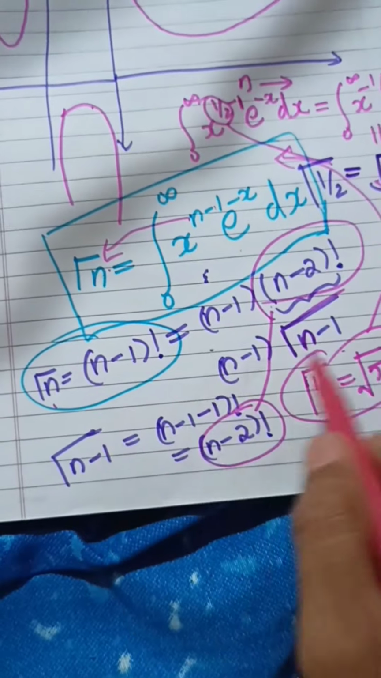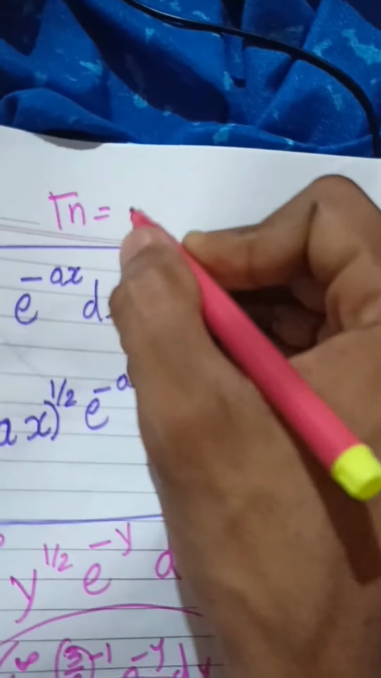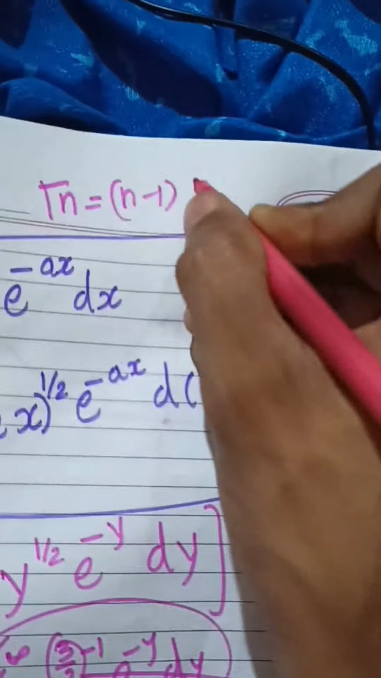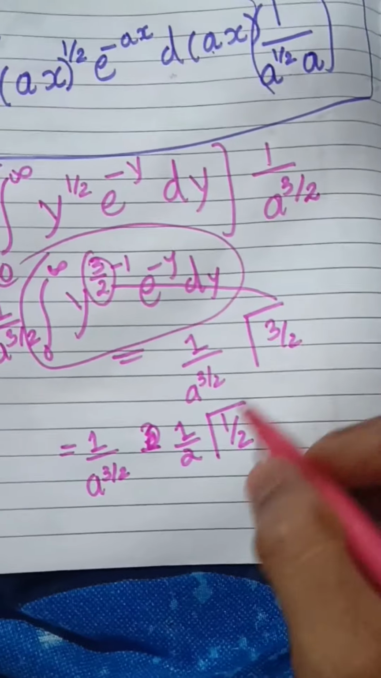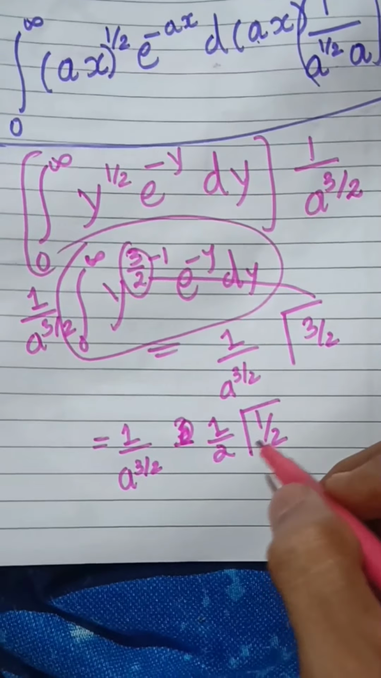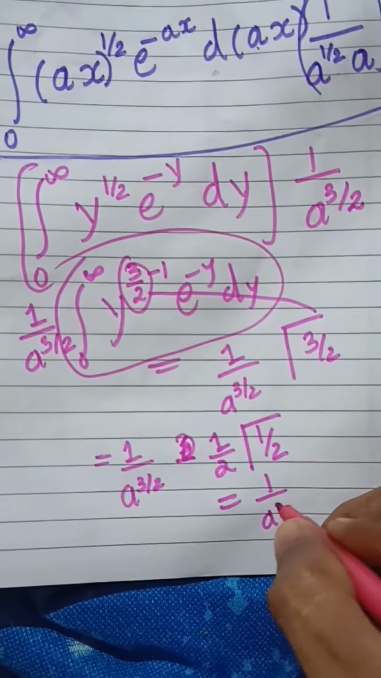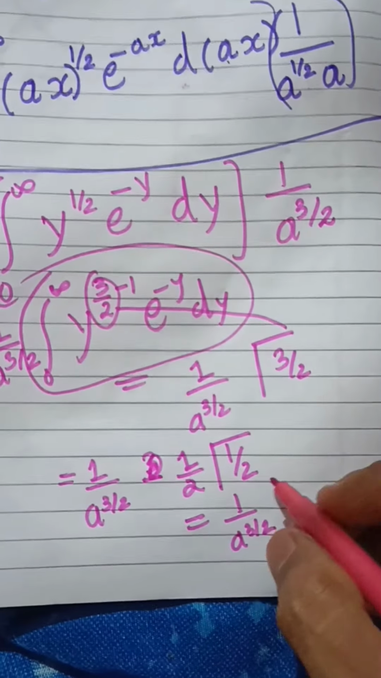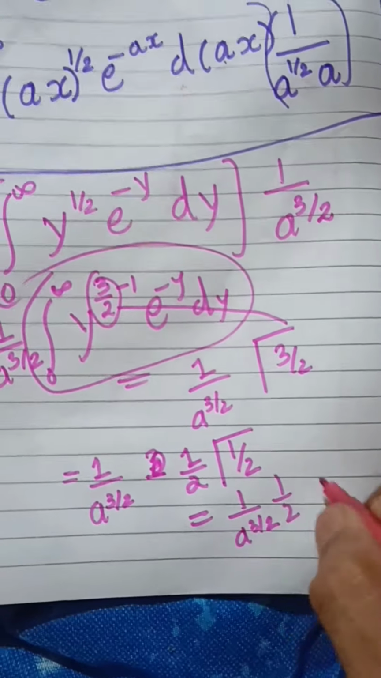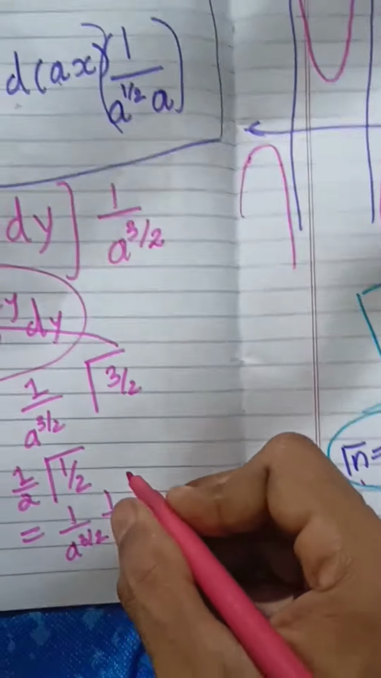So gamma n is equal to n minus 1 gamma n minus 1. So gamma 3 by 2 is 1 by 2 gamma 1 by 2. So this is equal to 1 by a to the power 3 by 2, times 1 by 2, and gamma 1 by 2 is root pi.